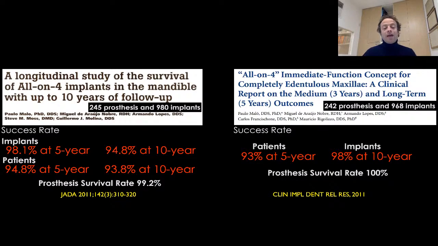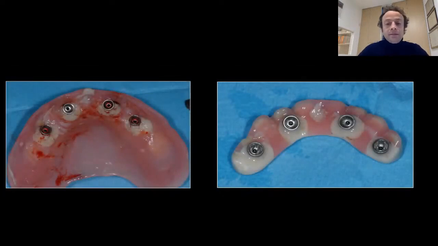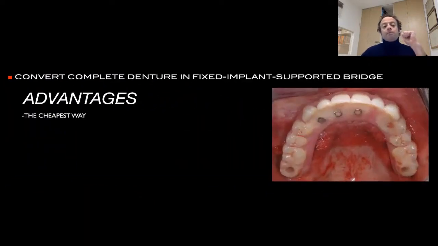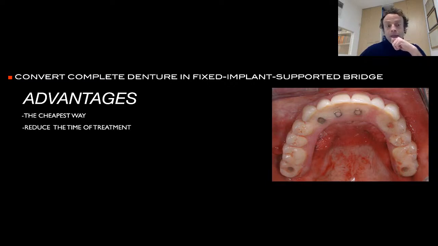So I think that we don't have to be afraid about the idea to splint together many implants with a not reinforced prosthesis, but I think that it's important to know exactly how to manage it, how to do it. And this is, for example, this prosthesis in the upper, how we transform it in this kind of procedure using the temporary abutment.